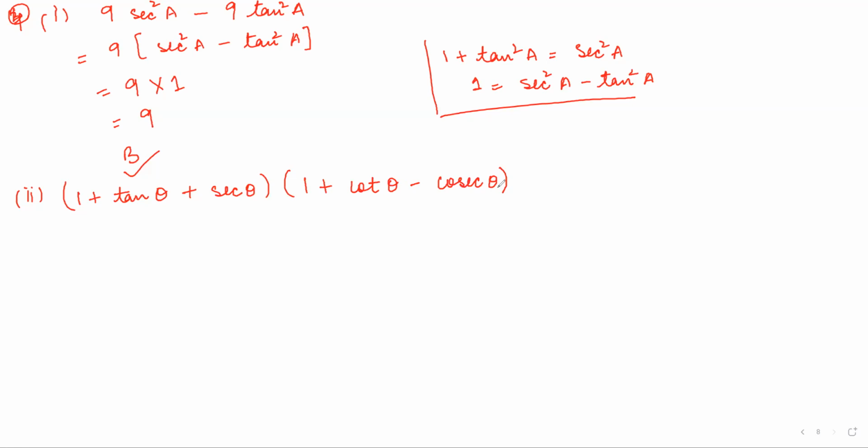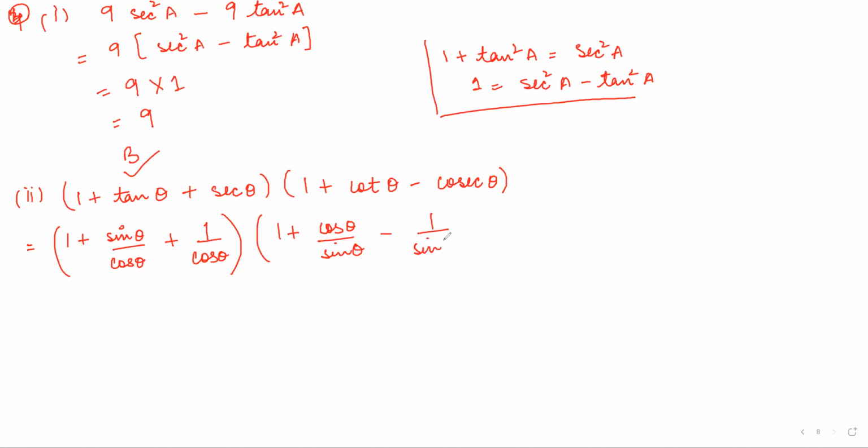Okay, so whenever you have so many different ratios, what we do is convert everything in terms of sine and cos first of all. So this I'll write as 1 plus tan theta is sine theta by cos theta, right? Plus sec theta is 1 upon cos theta. So this is one bracket. And then 1 plus cot theta is inverse of tan, that is cos theta by sine theta, minus 1 upon sine theta.